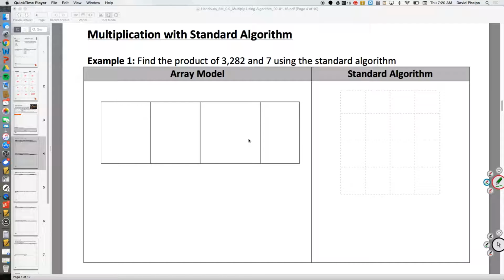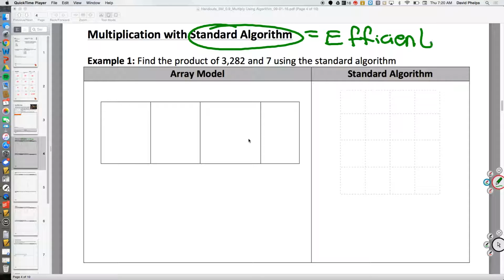All right, cool kittens. Make sure you're on the page that says multiplication with standard algorithm. Circle standard algorithm, and we're going to put this equals efficient. An algorithm is often the most efficient way to solve problems. Now, it is not the only way to do these things. So if you're more comfortable with the array model or another option, you'll get to do that today as well.